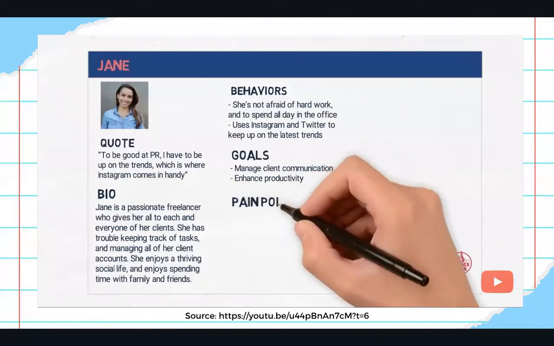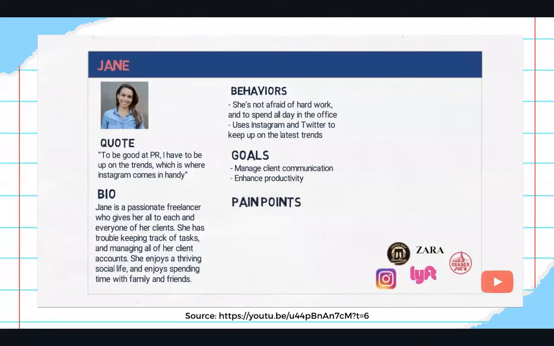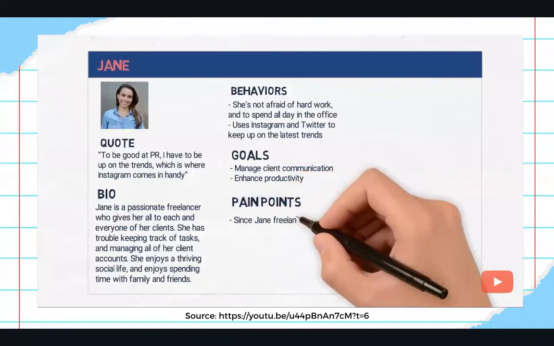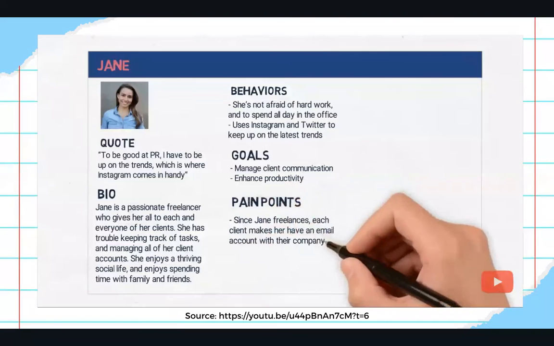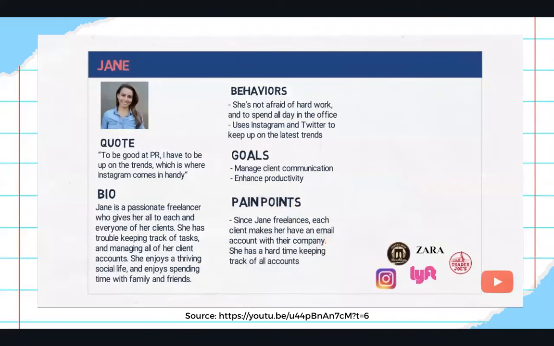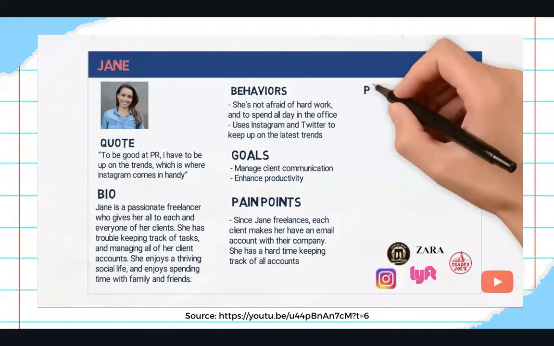Next, you should attempt to understand their pain points. What things frustrate your persona? Do they hate doing busy work or routine tasks? Once you understand their frustrations, you can solve for them and build better products that fit their needs. Jane is frustrated by the fact that she has multiple email accounts for each of the clients she is freelancing for. It slows her down when she has to check each of those accounts during her morning commute. Next is personality or characteristics.